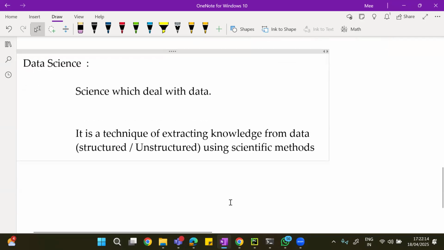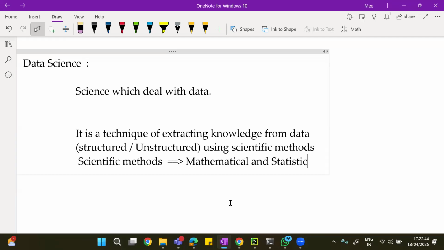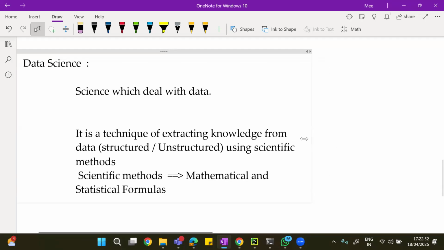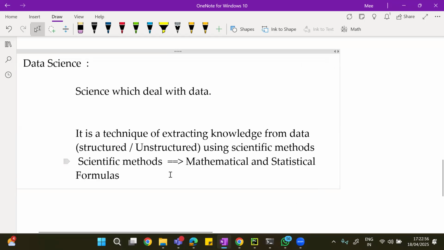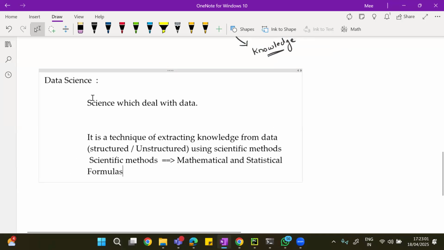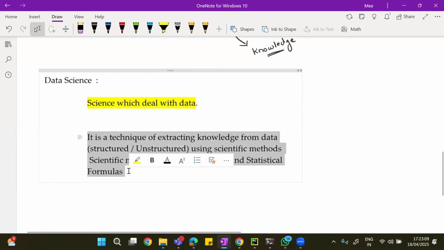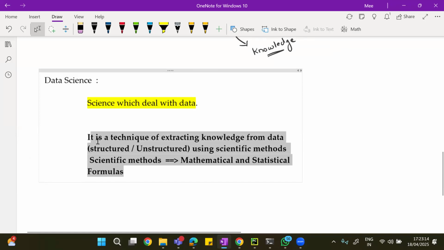methods. Now, immediately you may get a doubt: what are these scientific methods? Scientific methods are nothing but whenever you are applying any mathematical formulas or statistical formulas to perform or extract anything, that is called scientific methods. It is nothing but mathematical and statistical formulas. This is how we call it scientific. This is a simple definition for your understanding, which you can use as per your comfort. This is pretty much good enough for you to define.